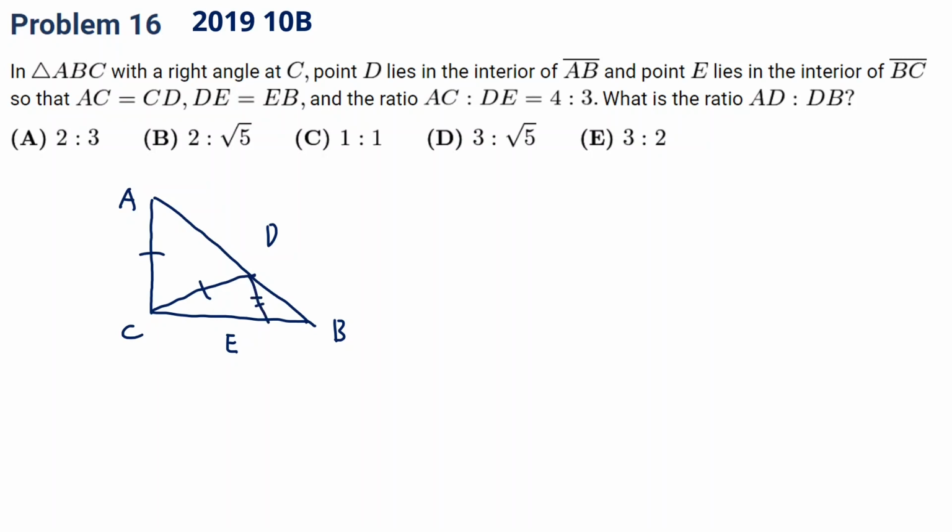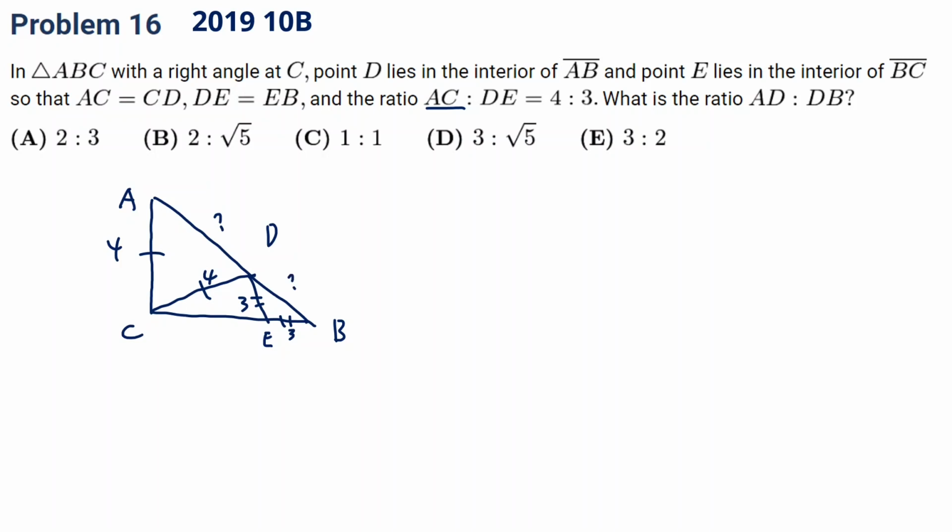So E is here, D is here, so that AC equals CD and DE equals EB. So DE equals EB. This is point B. And AC to DE is 4 to 3. So this is 4 and this is 3. What's the ratio of AD over DB?